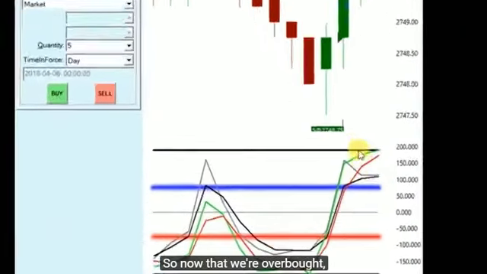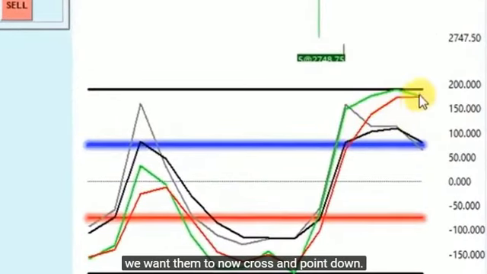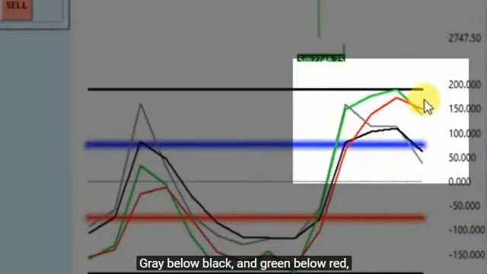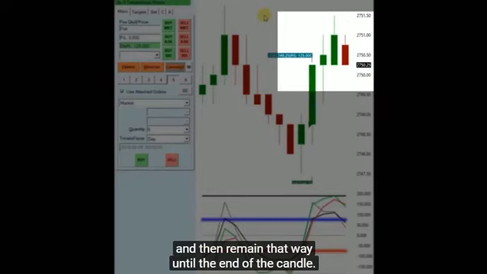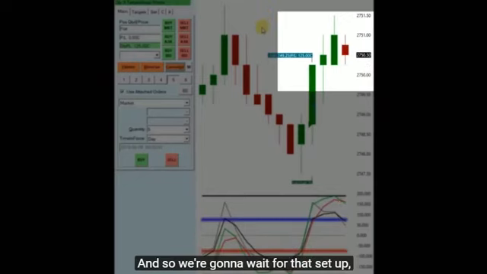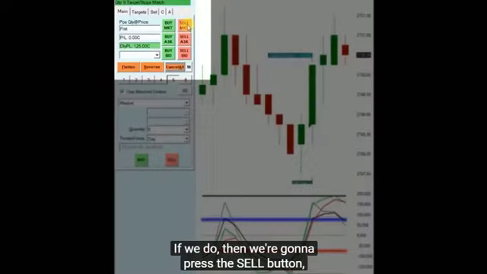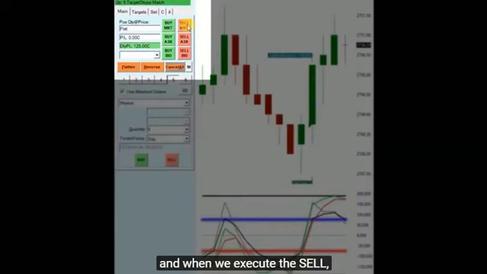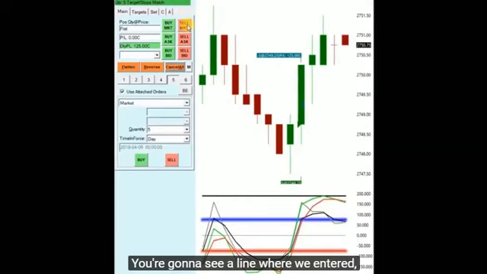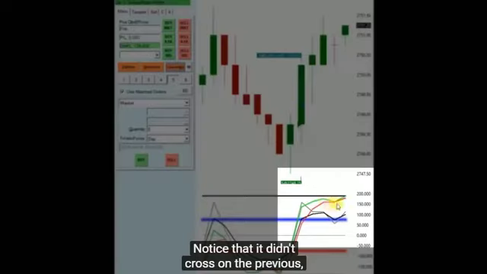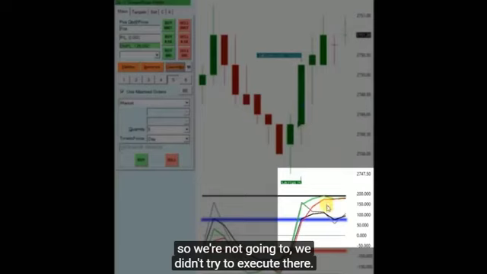So now that we're overbought, the majors and minors are overbought, we want them to now cross and point down, gray below black and green below red, and then remain that way until the end of the candle. And so we're going to wait for that setup and see if we get it here. If we do, then we're going to press the sell button. And when we execute the sell, you're going to see the same lines appear. You're going to see a line where we entered and a line where we will exit. Notice that it didn't cross on the previous, so we didn't try to execute there.